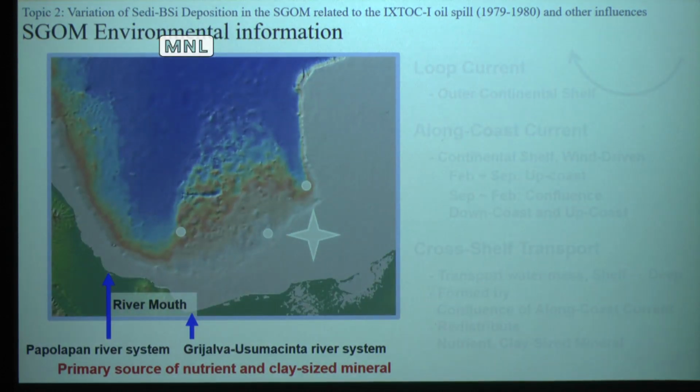Before I talk about the results and discussion, I will briefly talk about the marine environment of the southern Gulf of Mexico and the IXTOC-I oil spill. First of all, primary productivity of the southern Gulf of Mexico is controlled by a more complicated system and more factors than the northern Gulf of Mexico. So I will talk about the factors which affect the southern Gulf of Mexico's primary productivity. First of all, the Grijalva-Usumacinta river system and the Papaloapan river system are the primary sources of nutrients and clay-sized minerals.